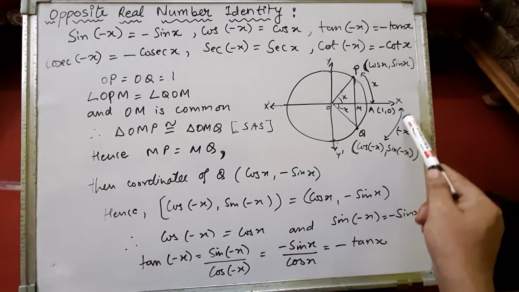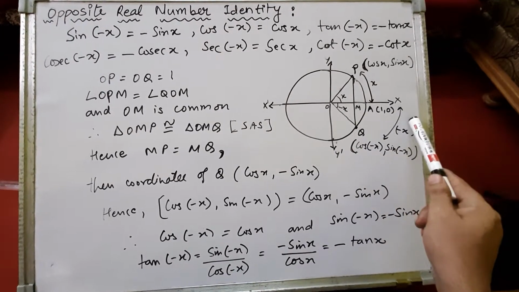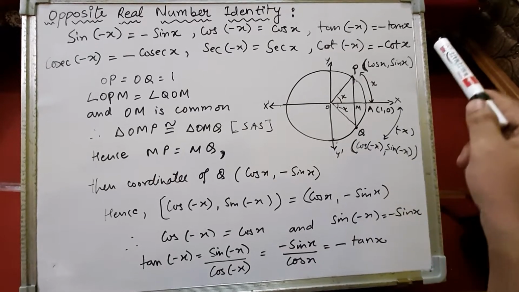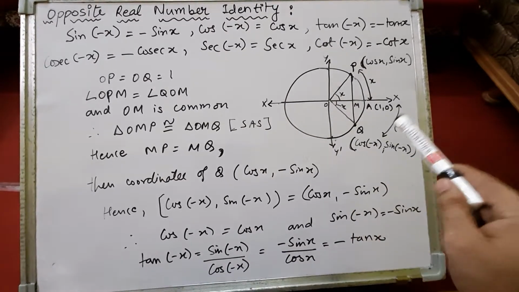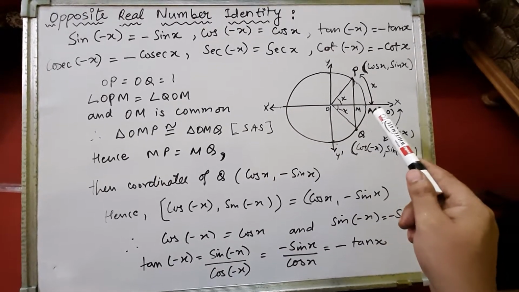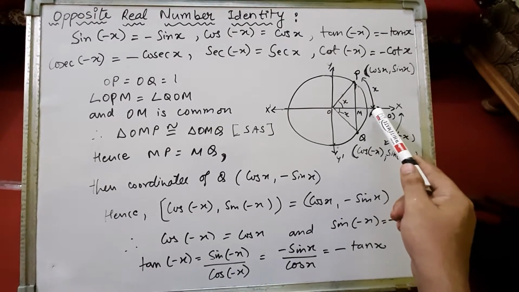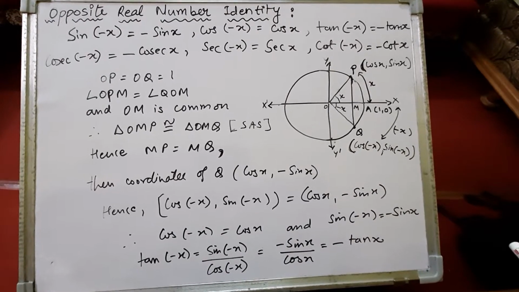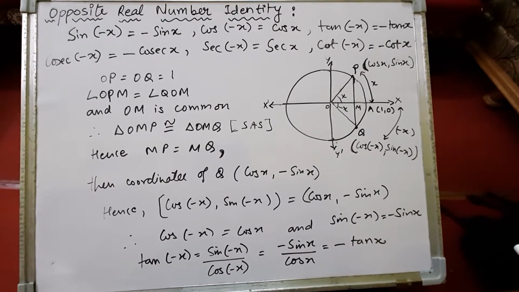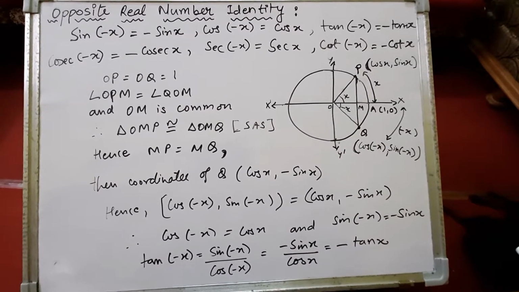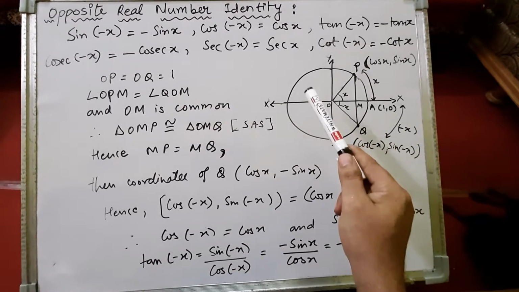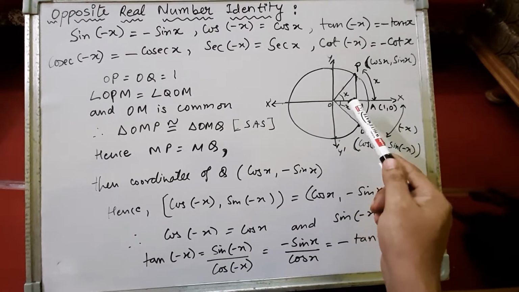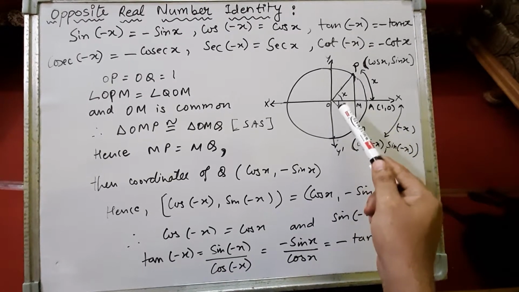Similarly, if we move in the clockwise direction, then the length will be minus x. We are moving in the opposite direction, in the clockwise direction, so the length will be negative, right? Now from here, the angle subtended will be minus x because the angle is formed in the clockwise direction. Right children?